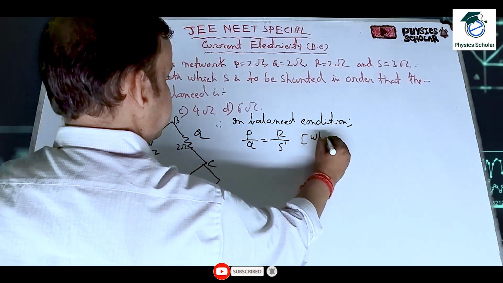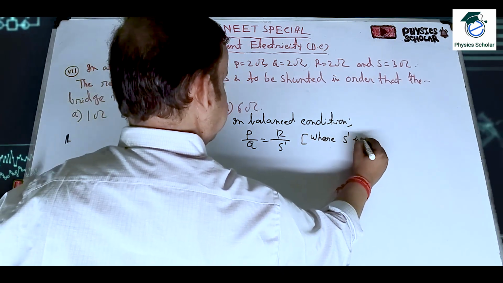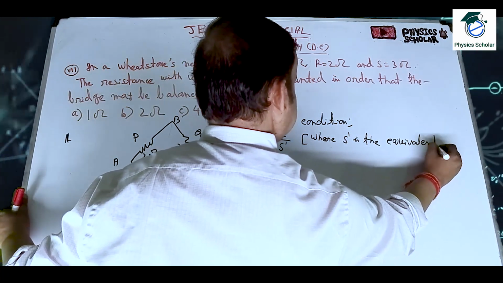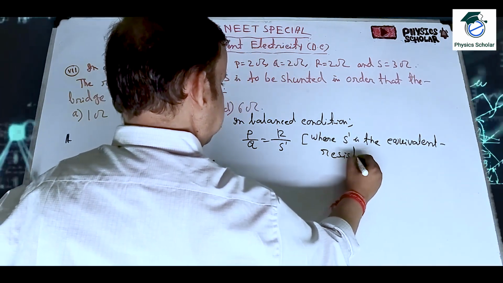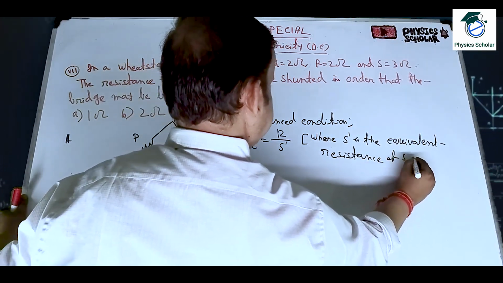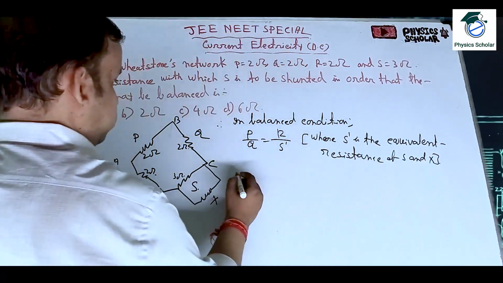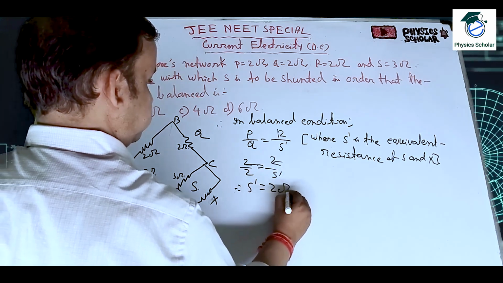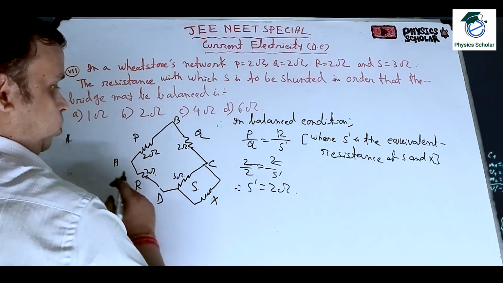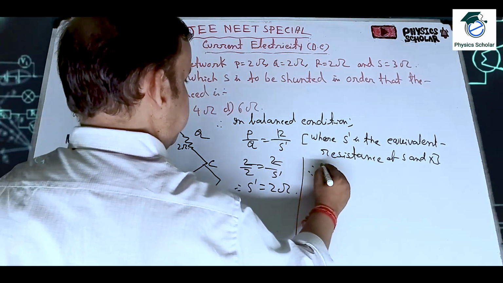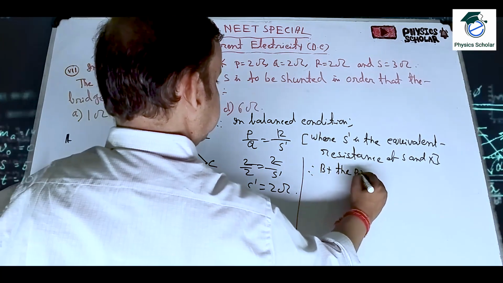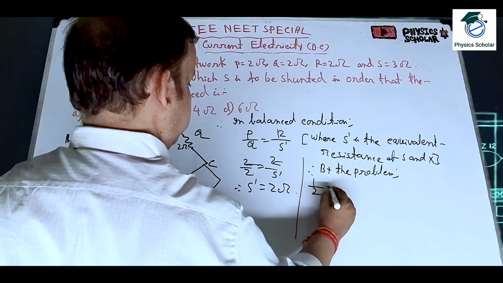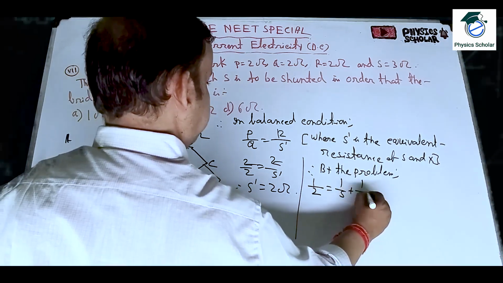Where S dash is the equivalent resistance of S and X. Okay, so what is the value? 2 by 2 is equal to 2 by S dash. So this will be cancelled, so S dash is equal to 2 ohms. Clear? Now the equivalent resistance of these two will be 2 ohms. So by the problem, what you can write? 1 by equivalent resistance, means 1 by 2, is equal to 1 by S plus 1 by X.